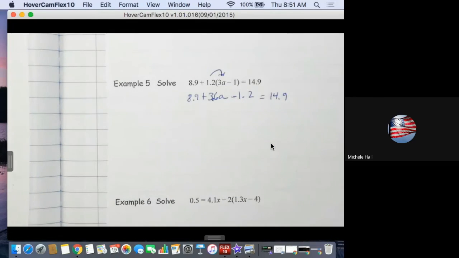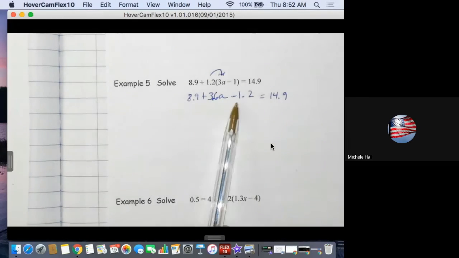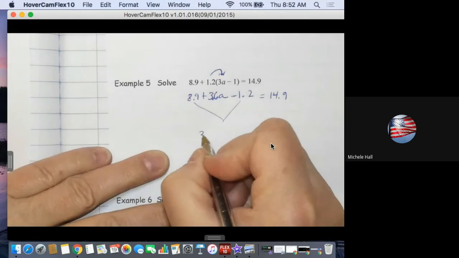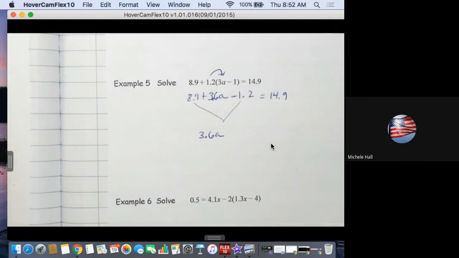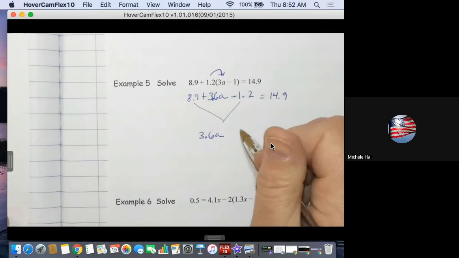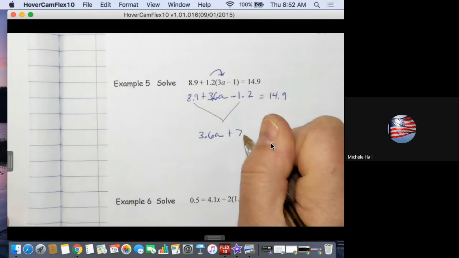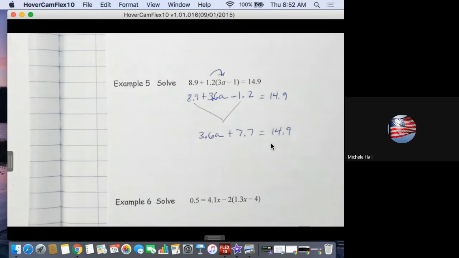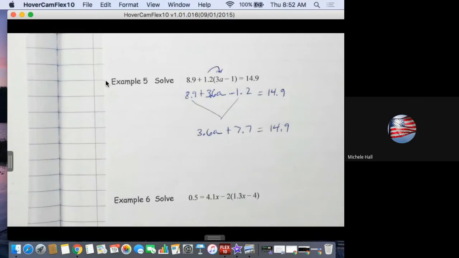And I start to simplify anything I can that's on the same side of the equation. I see 8.9 minus 1.2. I can combine these two together. So I have 3.6a. And then 8.9 minus 1.2 is going to be 7.7. That's a positive 7.7. Now I have a two-step equation. A is being added by 7 and 7/10, and A is being multiplied by 3 and 6/10. So I can start to solve now that everything's simplified.